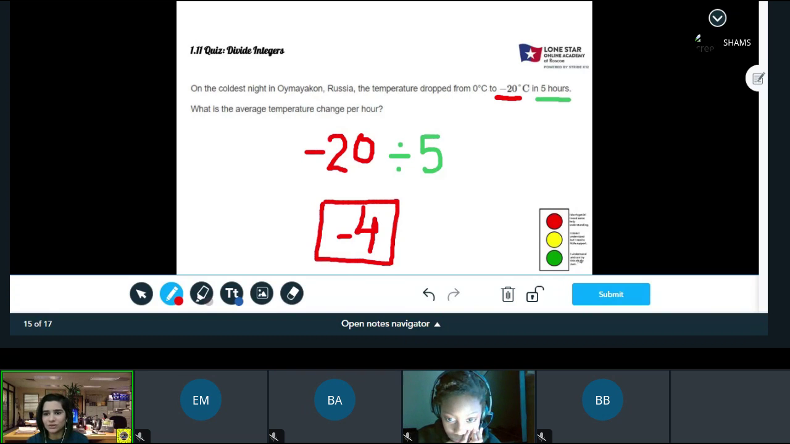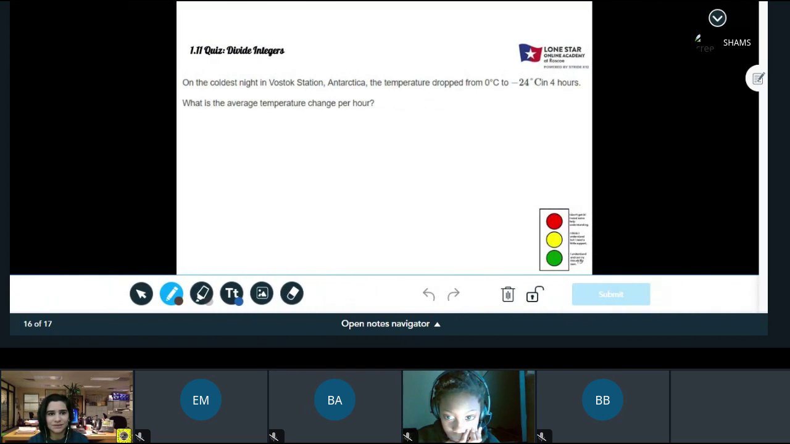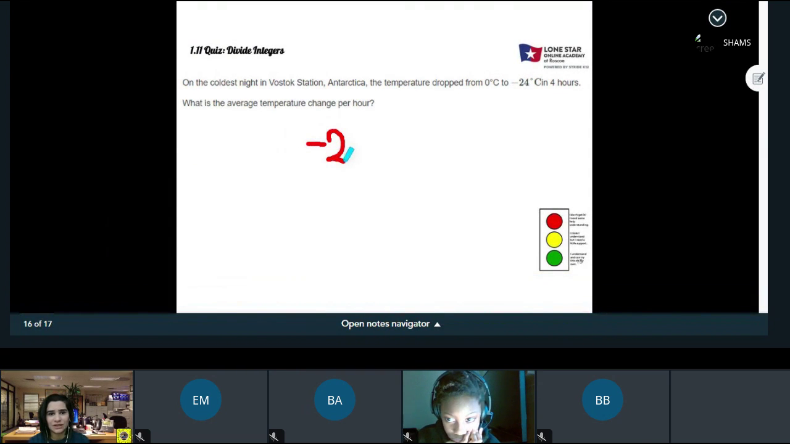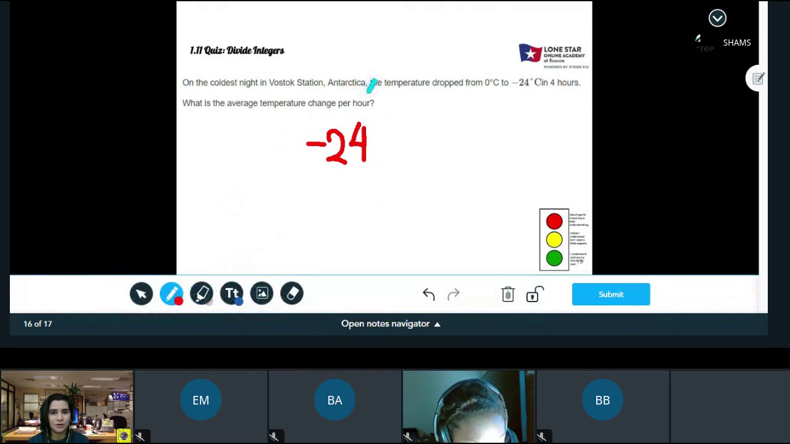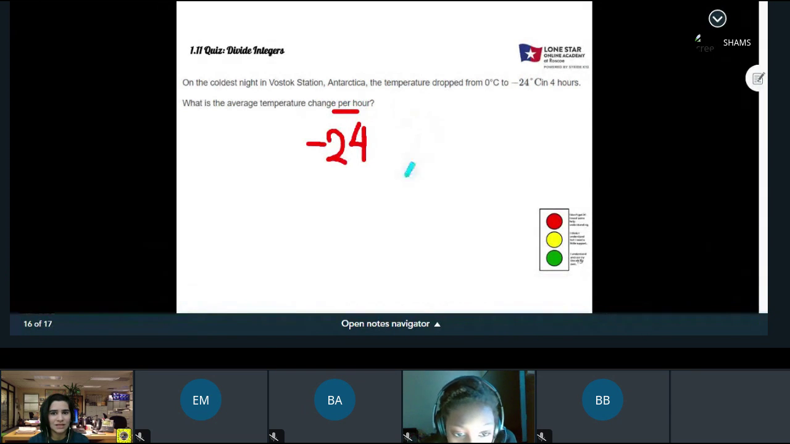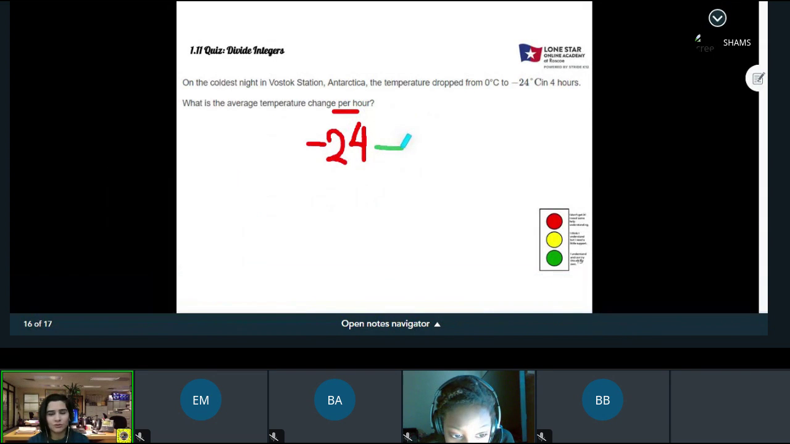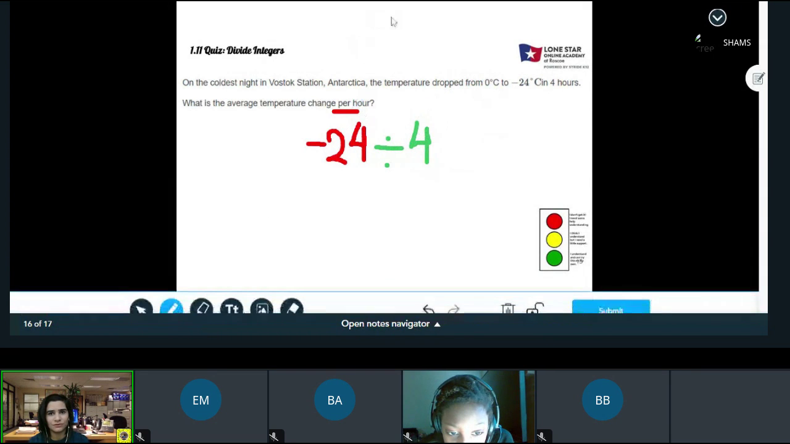And the next variation looks like this. On the coldest nights of this different place in Antarctica, temperature dropped from 0 to negative 24 in 4 hours. You want to find the average temperature change per hour. Per means they want for 1 hour, right? And I'll just divide it by 4. If in 4 hours it dropped 24, then in 1 hour, I'll do 24 divided by 4.